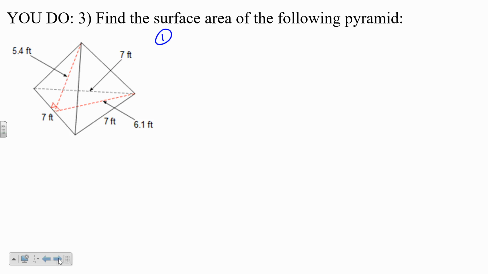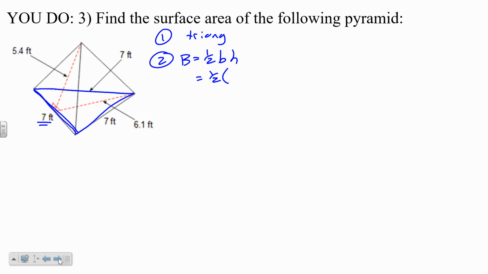So my first step is the base is a triangle. My second step, the area is 1/2 base times height. And when I say base times height, I'm talking about the base of the triangle. If you're just looking at this triangle here, the base of that is 7 feet. The height of that is 6.1. So again, put that in your calculator. That ends up giving us 21.35 as my area, feet squared.